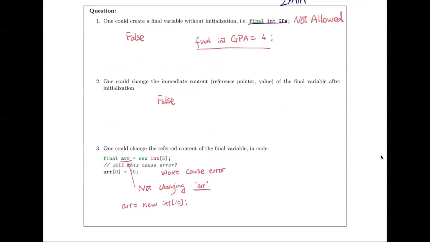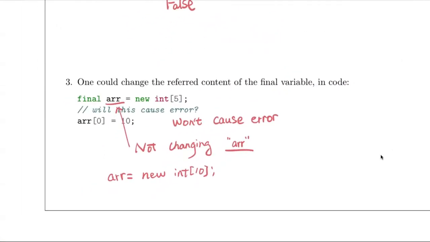So in this case, let's say that ARR had something in the array, like it was new int 5 and it had 1, 2, 3, 4, 5 or something like that, right? And then we tried to change ARR[0] to 10. Would that change anything, or would that still be not changing ARR fundamentally?